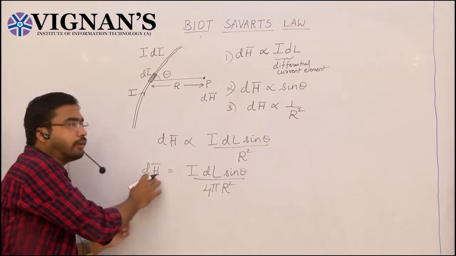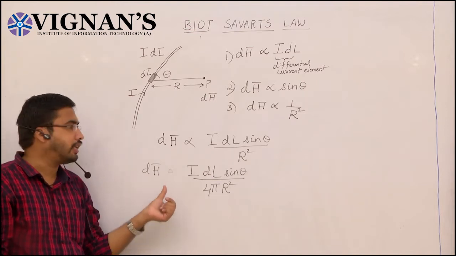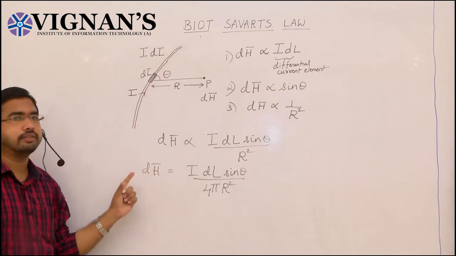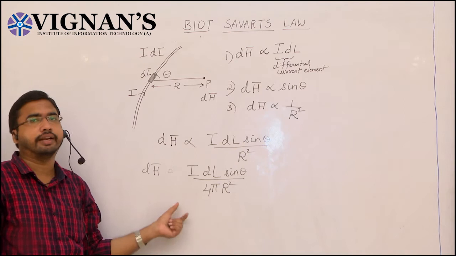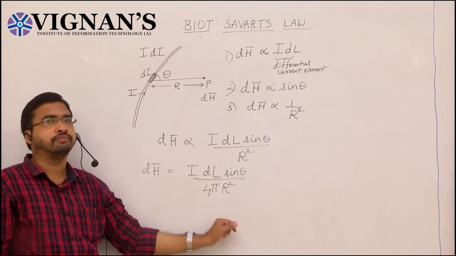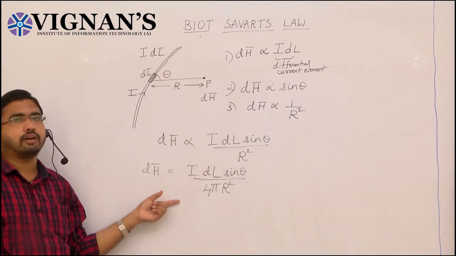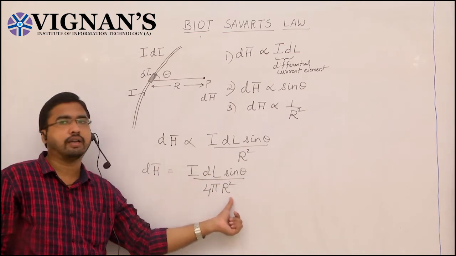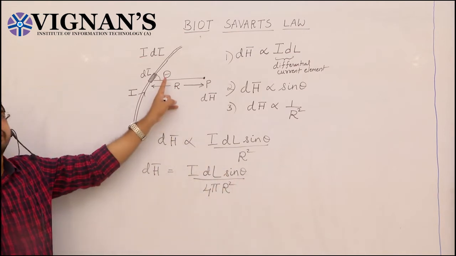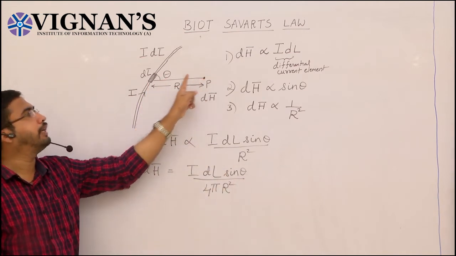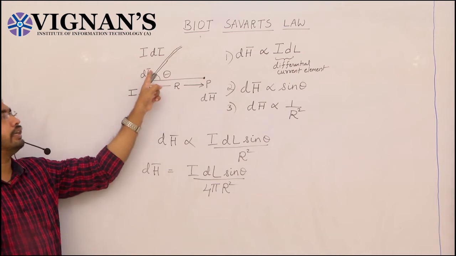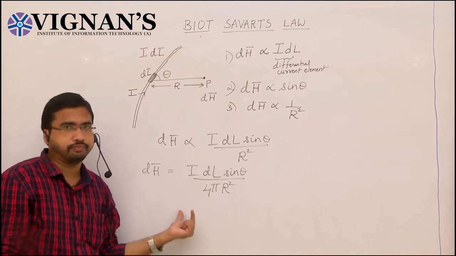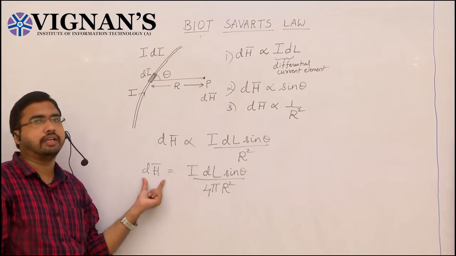Now if you want the complete magnetic field intensity H due to this complete length of the conductor, then we can simply integrate on both sides. Then we can get the total magnetic field intensity. This is the Biot-Savart's law, which states that dH is equal to I dl sine theta by 4 pi r square. Theta is the angle between the line joining the point P to the differential element and the dl. You can see that angle here. This is the magnitude of differential magnetic field intensity.